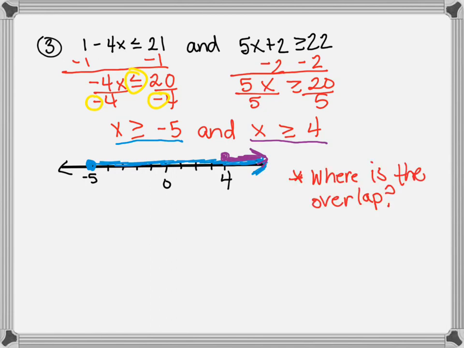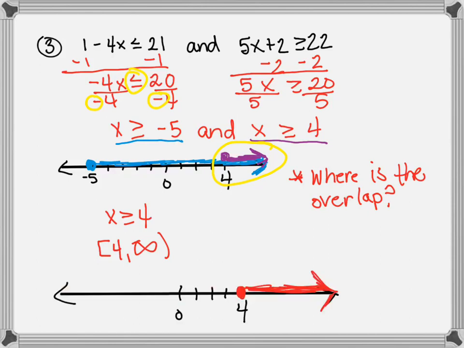And what we're interested in is where is the overlap. So the overlap is right in this area. And basically I can summarize the overlap with the inequality statement, x is greater than or equal to 4, which in interval notation has the squared off bracket 4 comma infinity curved parenthesis. So then our final graph is just the overlap. So solid closed in circle at 4, shading to the right.